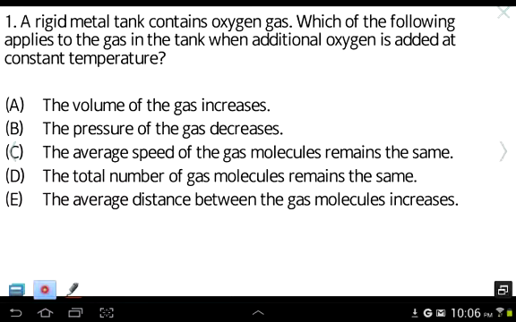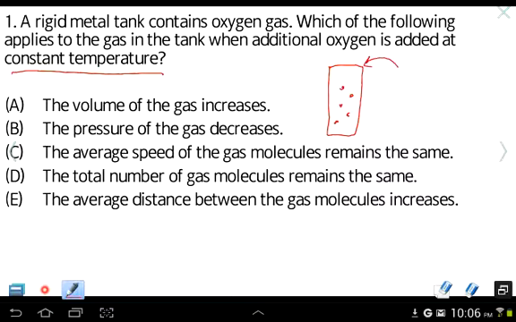Here we say that a rigid metal tank contains oxygen gas. Which of the following applies to the gas in the tank when additional oxygen is added at constant temperature? So we have ourselves a tank, a closed tank with oxygen gas in there, and then we're going to add more oxygen gas to it, is the idea.